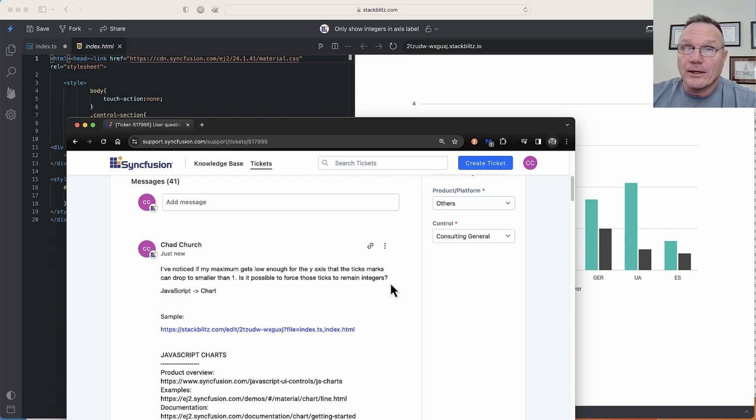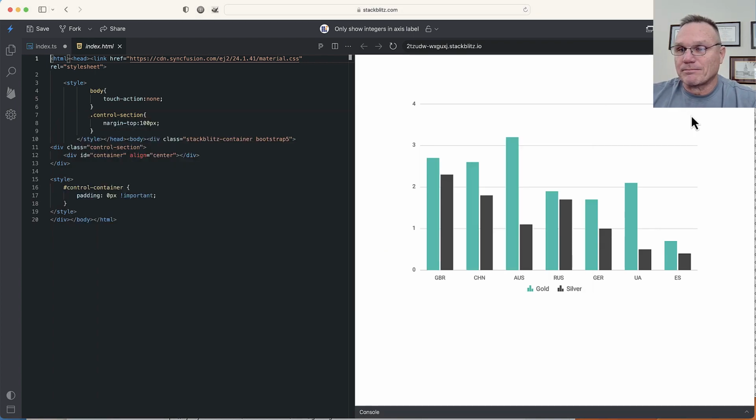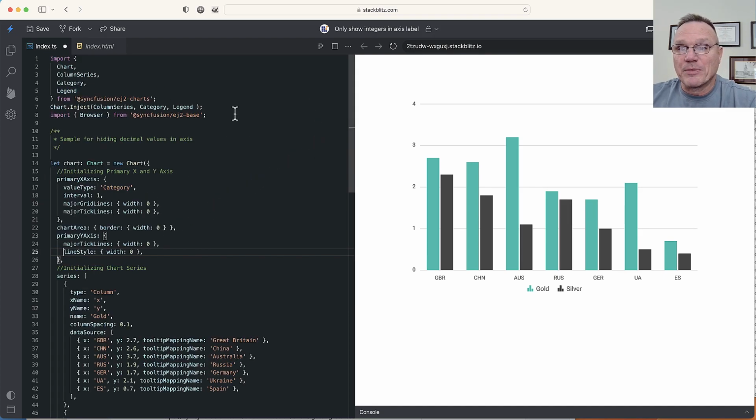All right, so let's take a look at the sample. Here is our sample, and if you look at it, the tick marks are only at integer values. So this is the answer to it, and let's show you what we did. The HTML, there is nothing happening in the HTML. Here is our chart control, the TS page.